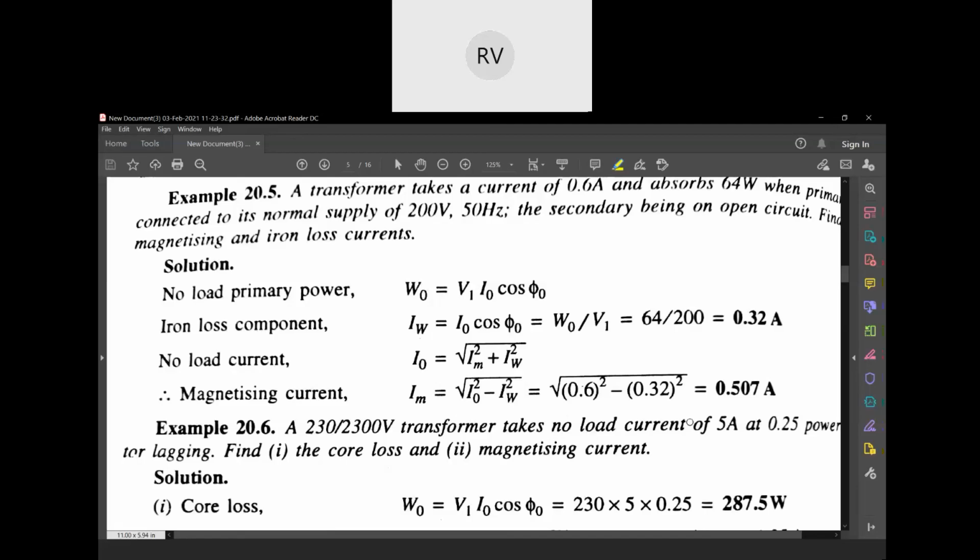So he is giving us an ideal transformer, right? No, it's not an ideal transformer. It is a transformer which is on no load. There is no load on the transformer because the secondary is an open circuit.